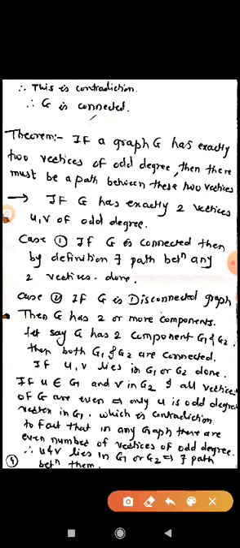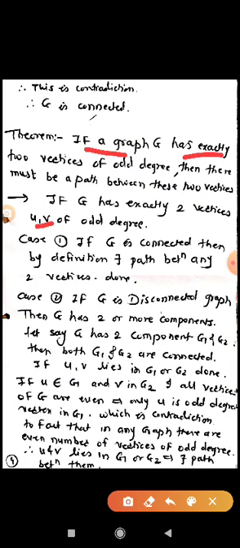Now next, we see that the next theorem says that if graph G has exactly two vertices of odd degree, then there must exist a path between those two vertices. Okay. To see the proof, suppose graph G has exactly two vertices of odd degree, say U and V. That is, both vertices U and V are of odd degree. If graph G is connected, then by the definition of a connected graph, between any two vertices there always exists a path. Therefore, between U and V there always exists a path, and hence the proof of the theorem is over.